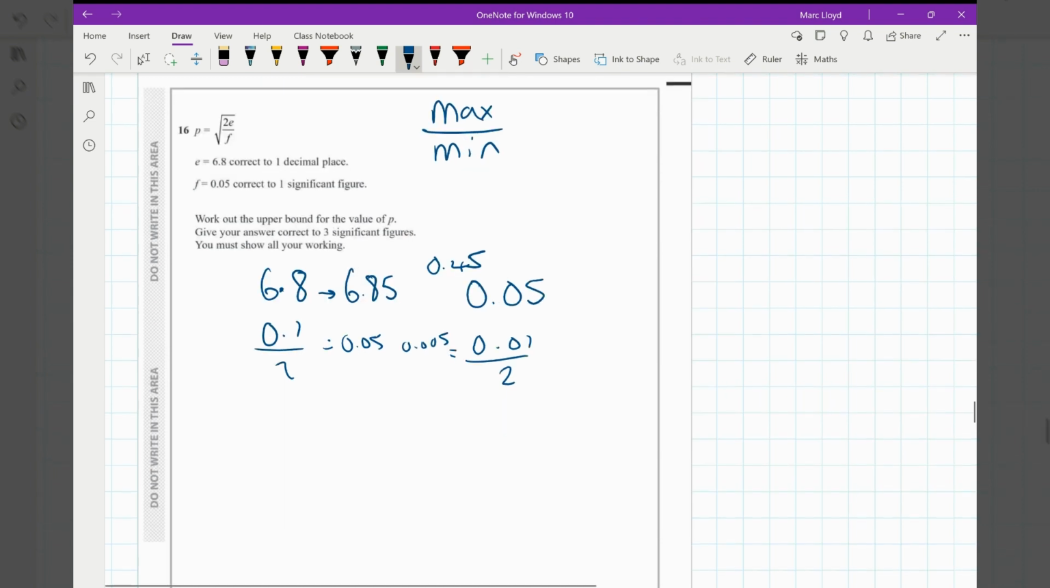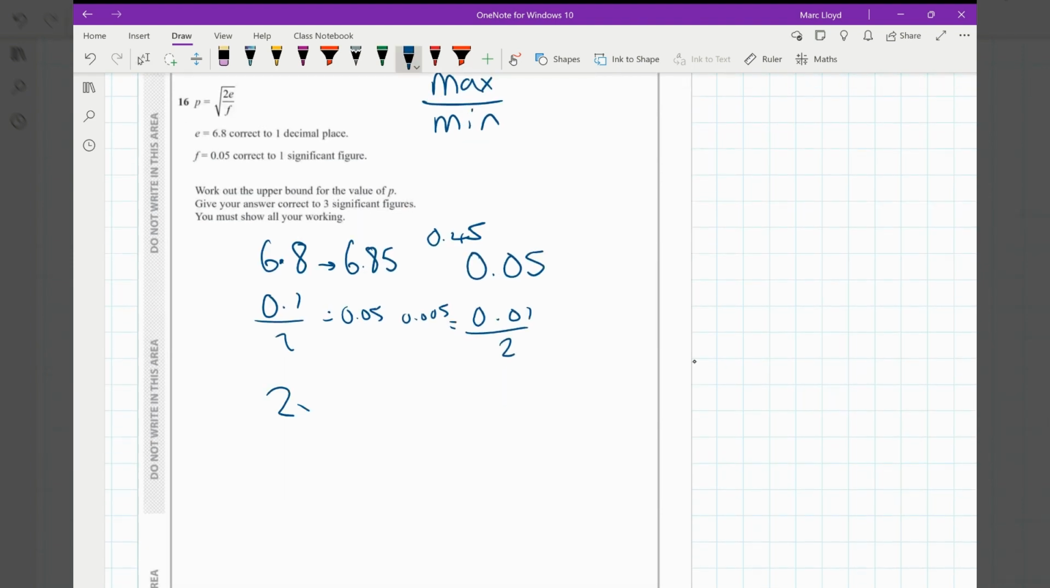Right, now we're going to substitute this in. So 2 lots of 6.85 divided by 0.0. No, let me get this right. Not 0.0. Sorry, I've said 0.0 too many times. 0.045 is our minimum. I'll put that up incorrectly. There we go. And then we're square rooting all of that.